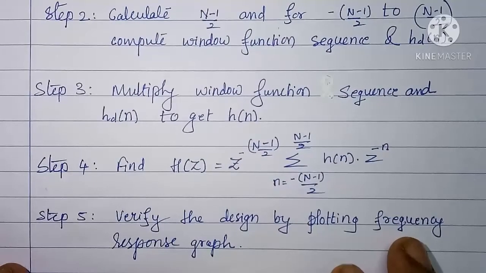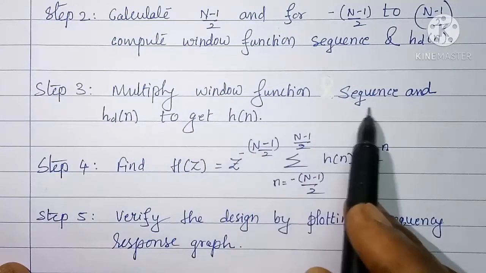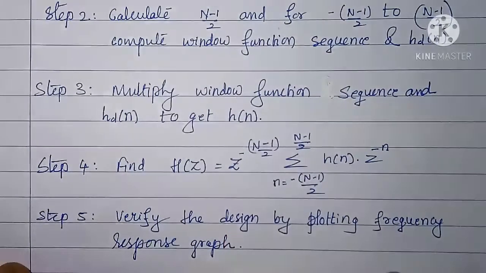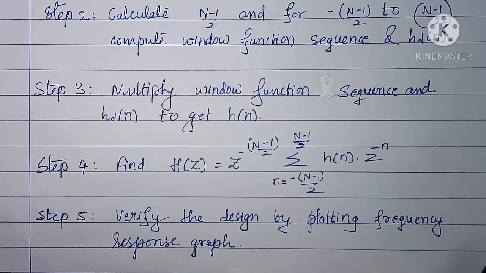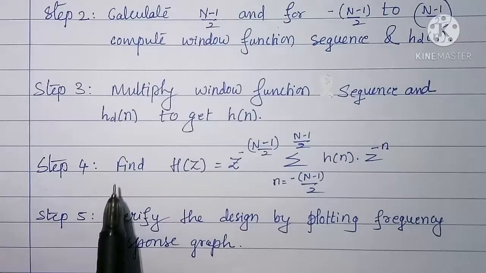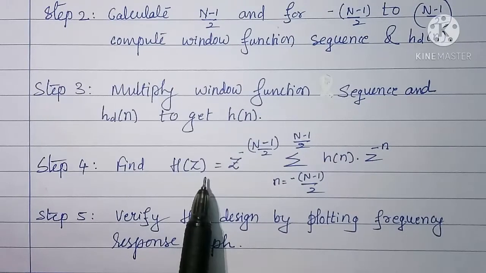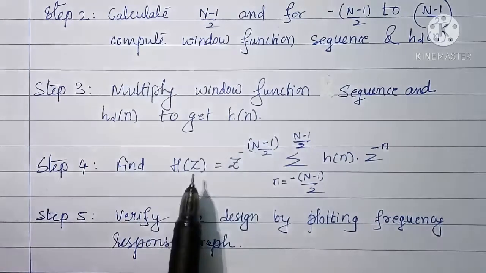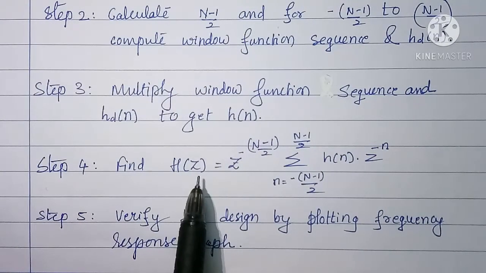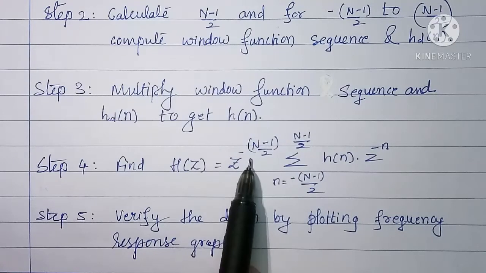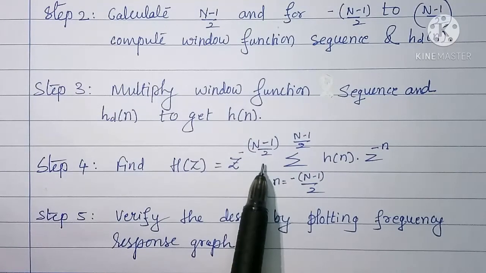In third step, we have to multiply window function sequence and HD of n to get h of n. In fourth step, we have to find H of z by taking z transform of h of n, and to make H of z a causal system's transfer function, we have to multiply it by z raised to minus of (N minus 1) by 2.